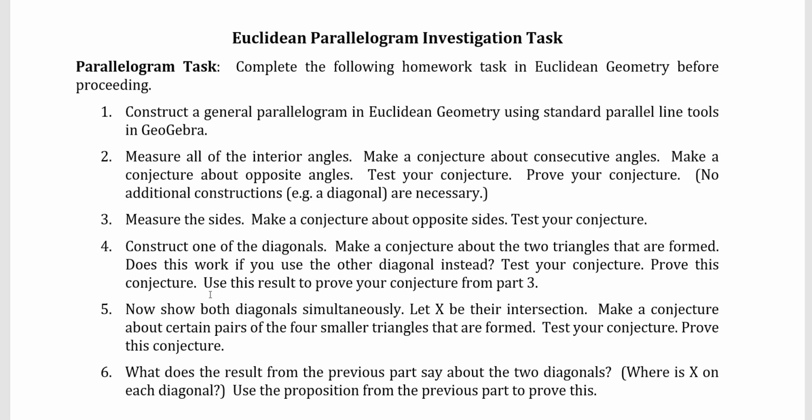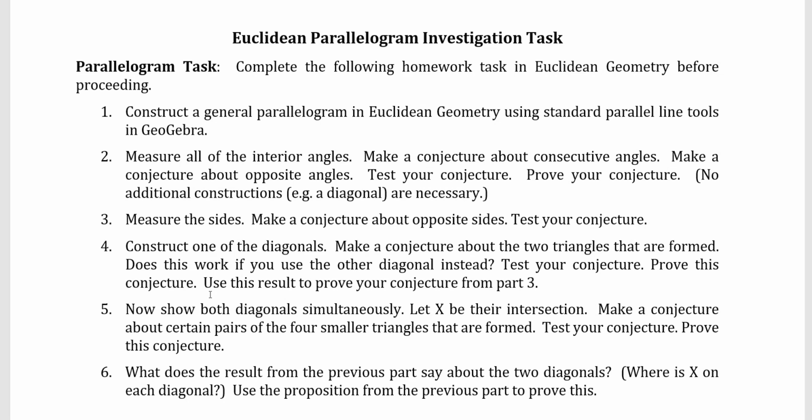Construct one of the diagonals. Actually, it doesn't matter which one. Or does it work? Try to see. Make a conjecture about the two triangles that are formed. Test out your conjecture and improve it. Does it work if you switch to the other diagonal? Hide the first diagonal, draw the other one. Do you get the same conclusion? So prove that, and then use that proof to prove your conjecture in part 3.